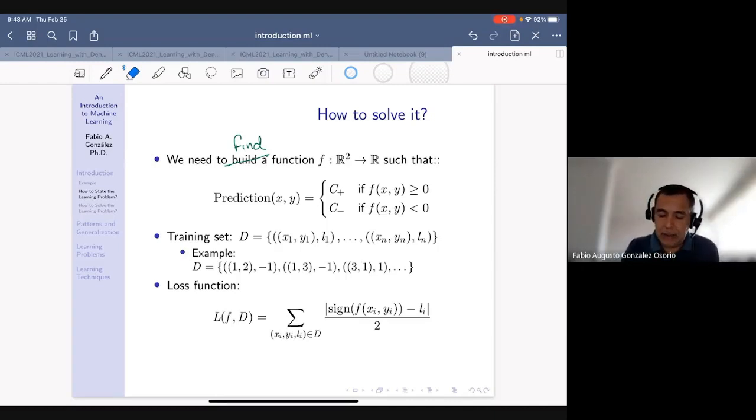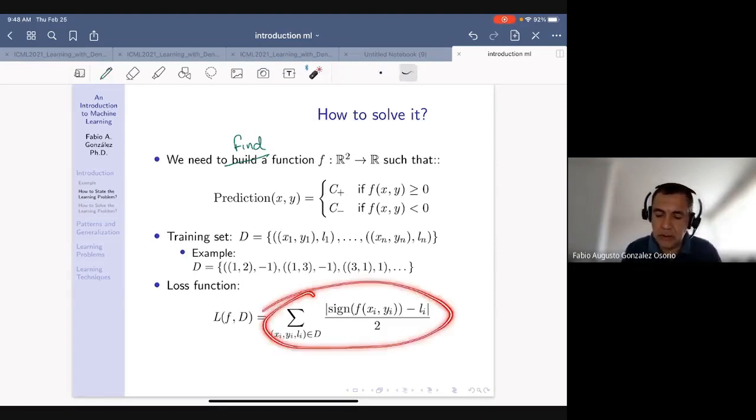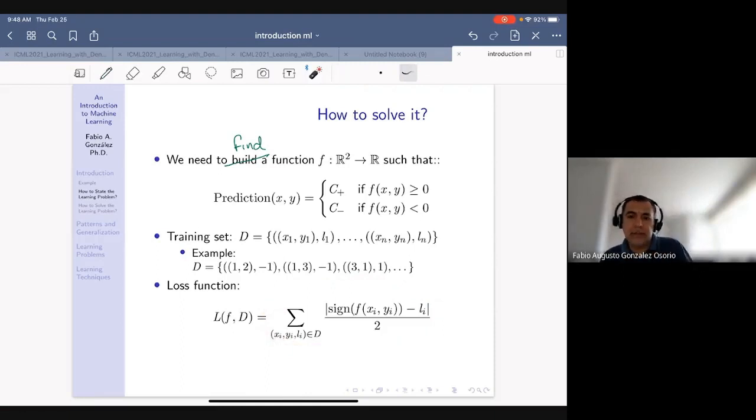Okay, and in order to do that, we will define the loss function. The loss function tells us how good my function is. There are different ways to do it. This is a way to do it. So can anybody explain to me how this works? Does this function make sense? What is that function doing? Can anybody tell me?